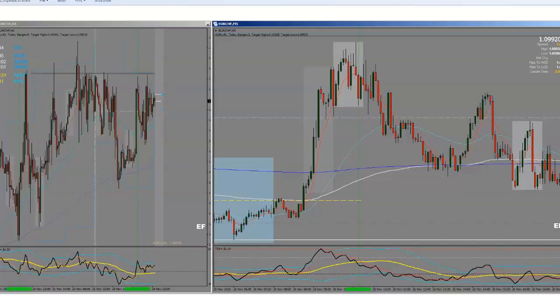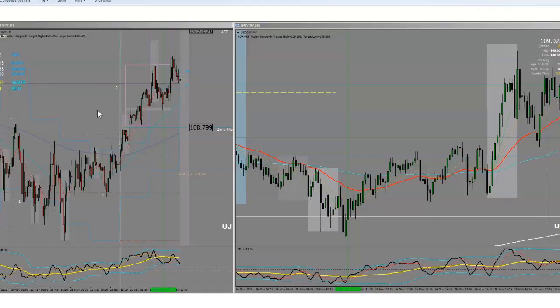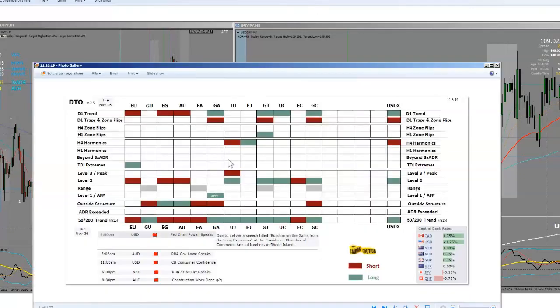And EF, if you're a fan of EF, a 5-minute type 1 London pattern last night. And UJ, interestingly enough, with a type 1 London pattern on the 5-minute as well. Trapping through day open price, right? And look at the zone flip happening in UJ. UJ as well, we had this in a long bias. You had this in a long bias combo, right?